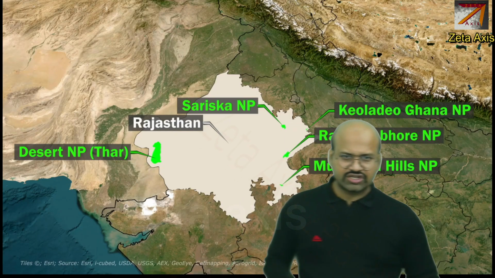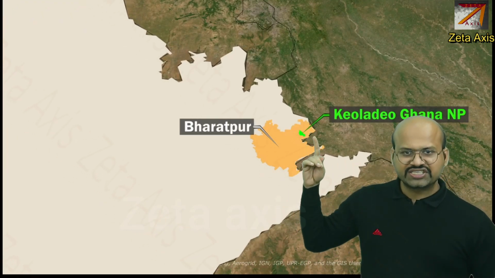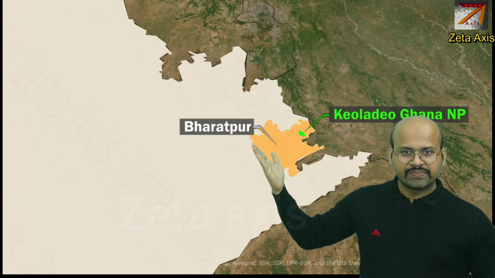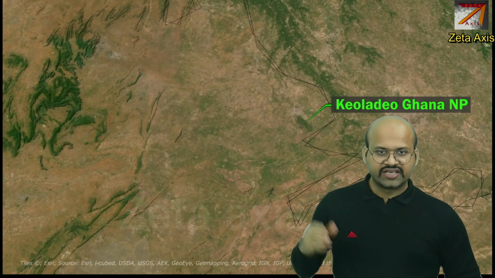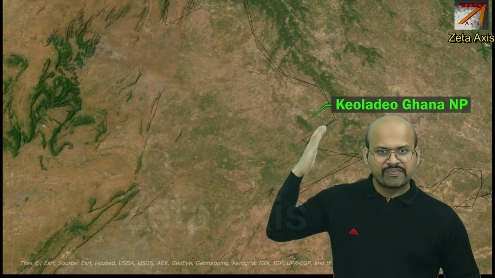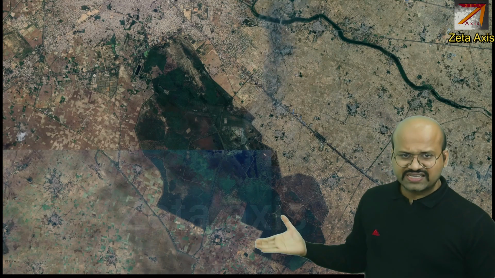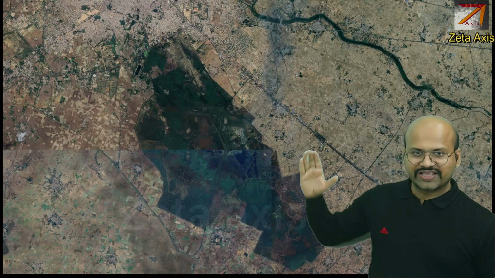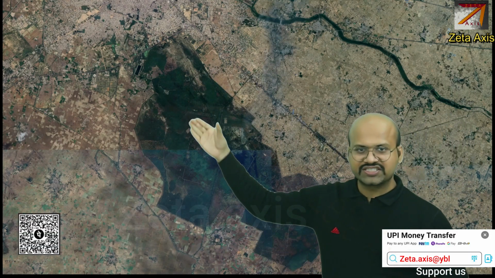If we see the location of Keoladeo, then we can see that it is located on the eastern side of Rajasthan in Bharatpur district. Here is a closer look. We can see that this is a plain region. There are no mountains over here. This is a satellite image, and we can see that there is this arid area, and in the middle we see that there is this greenery.